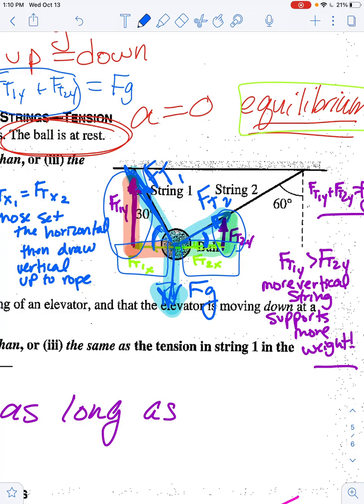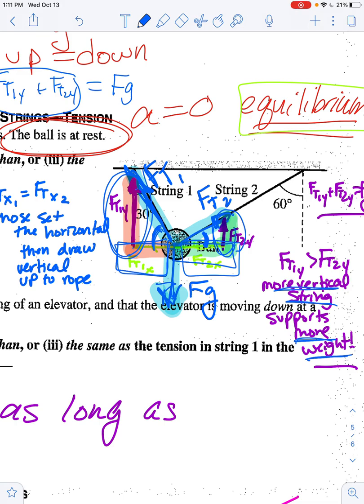If string 1 was all the way vertical, it would be supporting all of the weight of the object. If string 2 was all the way horizontal, it would be supporting none of the weight of the object. Together, they're both supporting a little bit of the weight of the object. And it turns out that the more vertical the string is, the more of the force of gravity it is holding. And so if you have two strings at unequal angles, you must make their x components the same size.